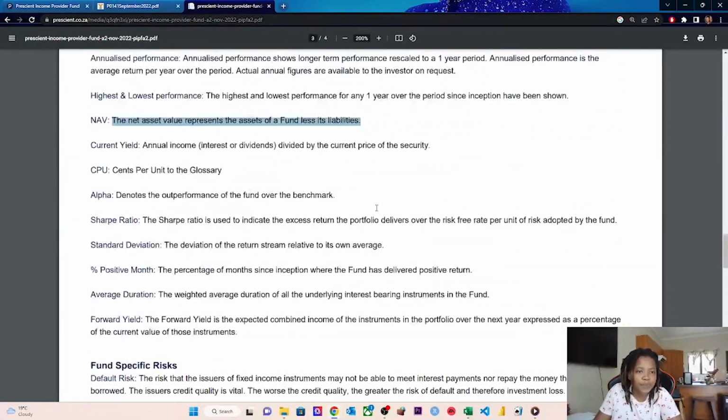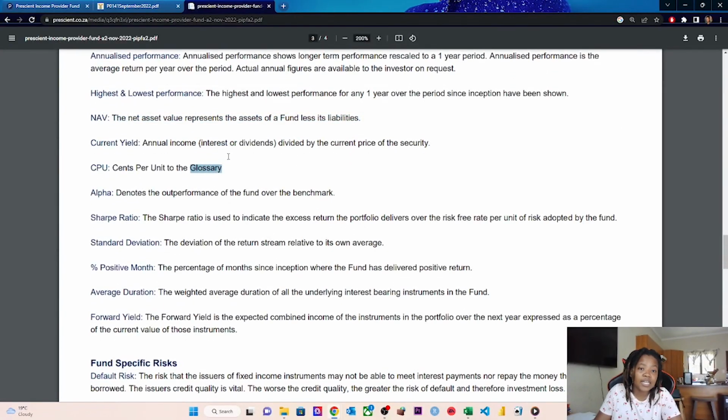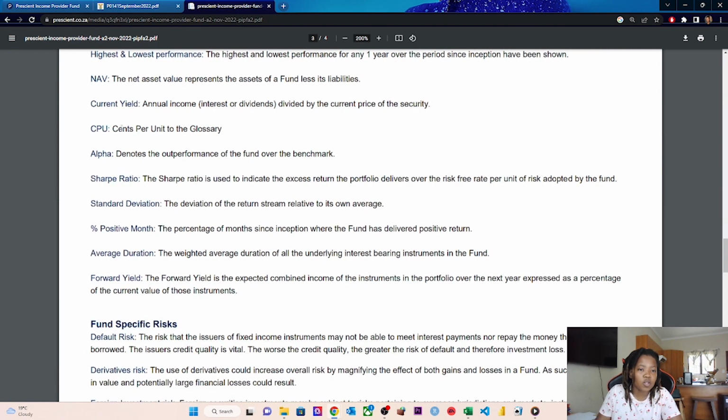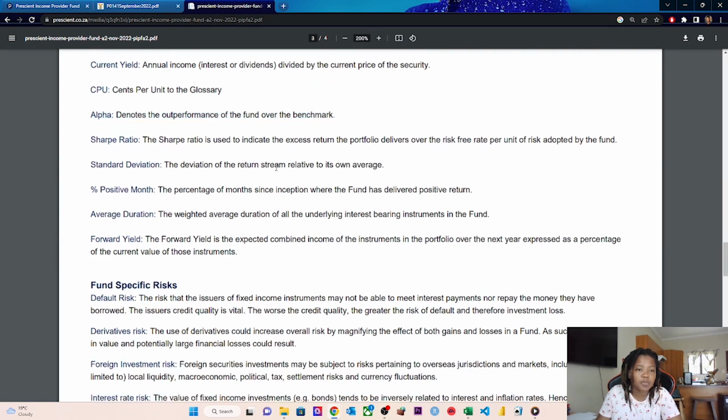Where am I? You've got current yield, which is actual income, which is interest or dividends divided by the current price of the security. Okay. And then you've got cents per unit. You've got alpha, the outperformance of the fund. I already spoke to that.